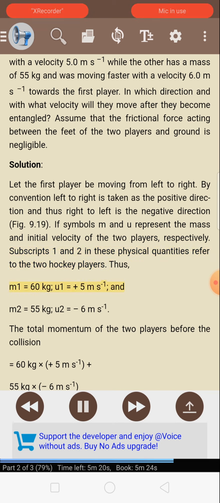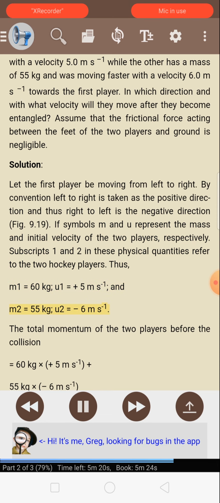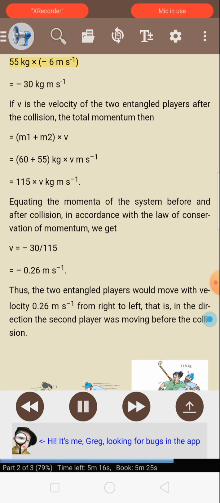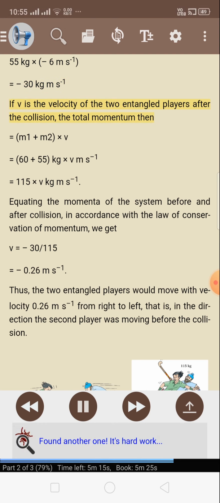Thus, m1 equals 60 kilograms, u1 equals plus 5 meters per second, and m2 equals 55 kilograms, u2 equals minus 6 meters per second. The total momentum of the two players before the collision equals 60 kilograms times plus 5 meters per second plus 55 kilograms times minus 6 meters per second, equals minus 30 kilogram meters per second. If v is the velocity of the two entangled players after the collision, the total momentum then equals (m1 plus m2) times v, equals (60 plus 55) kilograms times v, equals 115v kilogram meters per second.